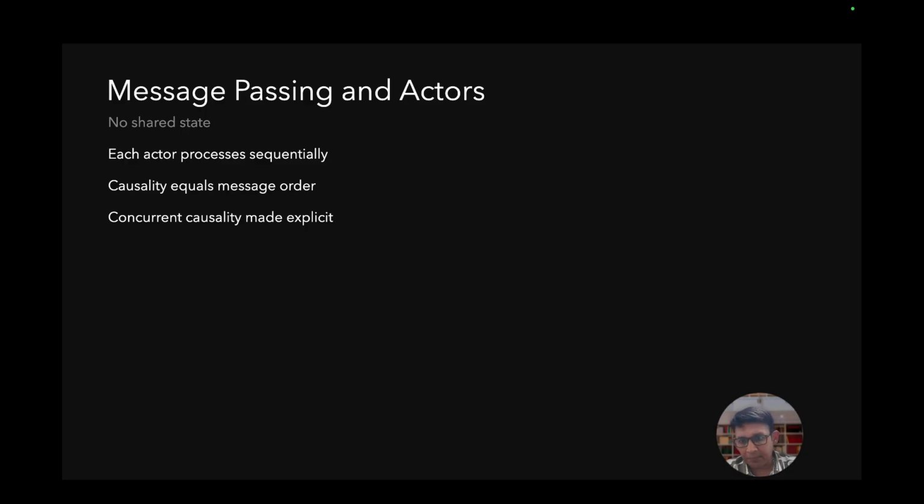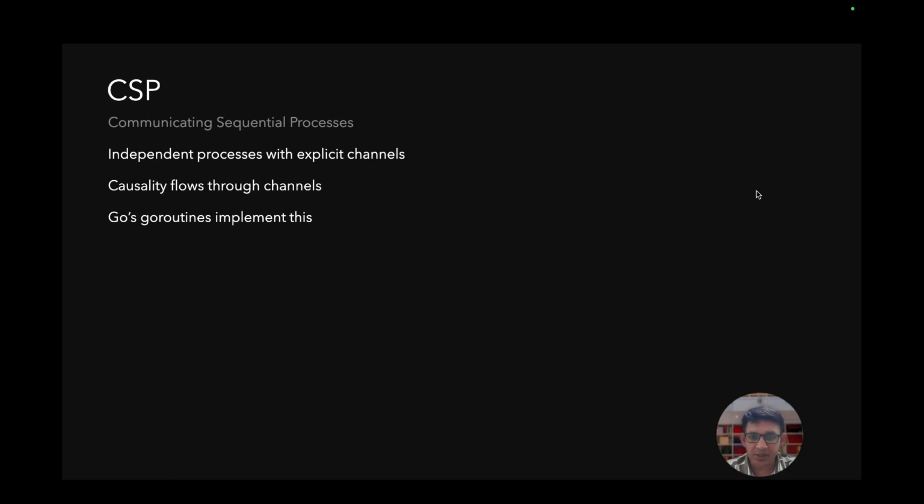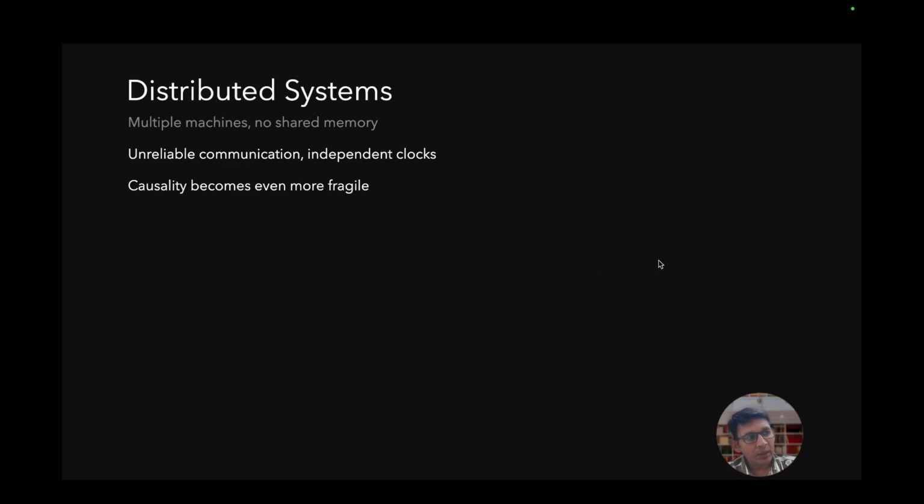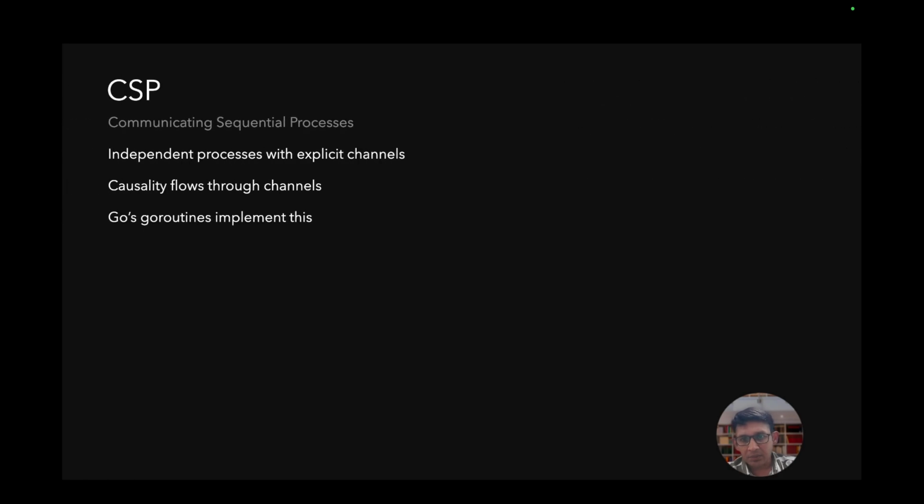Now let's look at another example, that of communicating sequential processes, CSP. This is similar to actors but with explicit channels. Processes are independent, channels are the ones which connect them. And causality flows through channels. Goroutines and channels implement this model. Now, each of these models has trade-offs, but they share a goal. Make concurrent causality tractable. Turn invisible timing dependencies into visible structure.